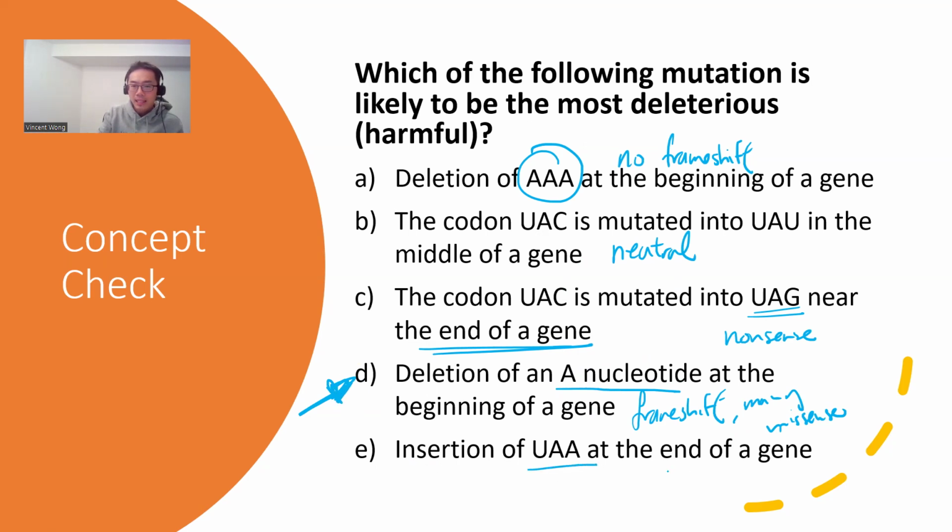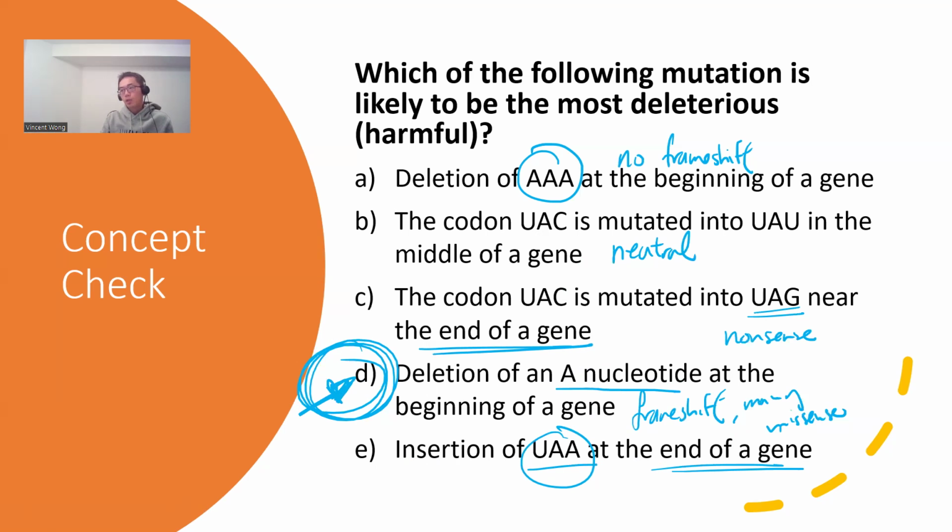Insertion of UAA at the end of a gene. Well, UAA is a stop codon, but if you're doing it at the end, maybe it's okay because you're going to stop anyway. If you stop a few amino acids earlier, maybe it's okay. So the deletion of the A at the beginning is the worst one.